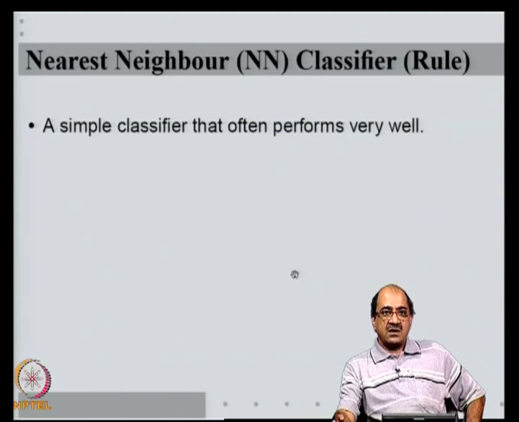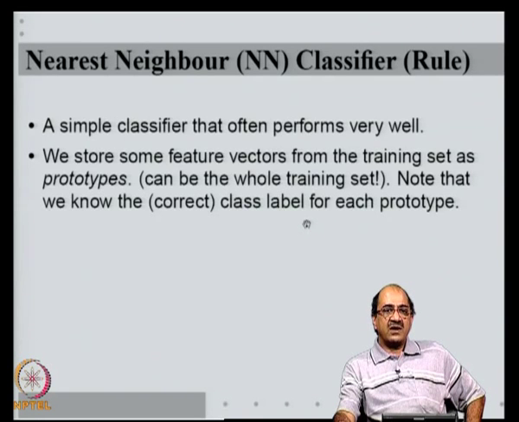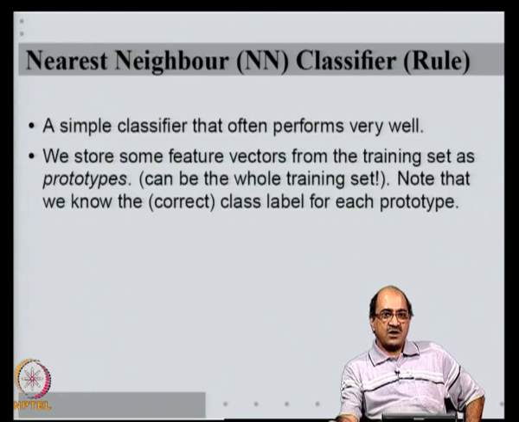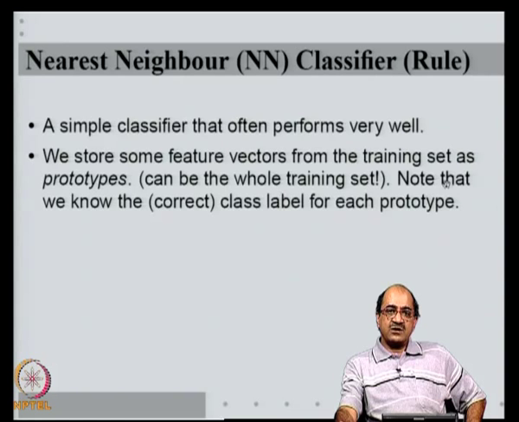So, one other method which is very simple and often performs well is what is called a nearest neighbor classifier. What is the nearest neighbor classifier? We store the training examples, the feature vectors from the training set, as prototypes. We can choose some of them or we can choose the whole training set, but anyway, we take the training examples, store them and call them prototypes. The thing to remember is that for each prototype, we know the actual class label because we have the training set.